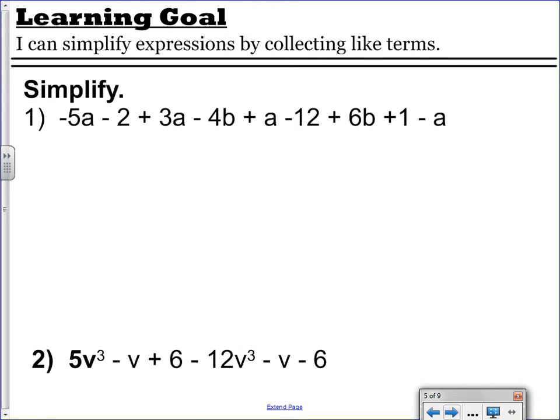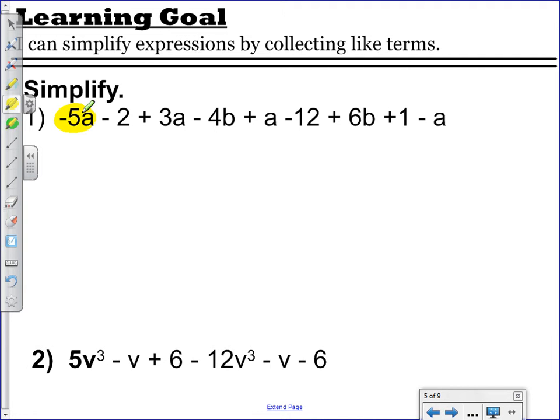So it says here, I can simplify expressions by collecting like terms. What I need to do is figure out which like terms, where are my like terms? So, Joey, what are my like terms with, I'm going to start with negative 5a. And when you're doing this, you always want to look in front. Is it positive or is it negative? So what else is a like term besides negative 5a?